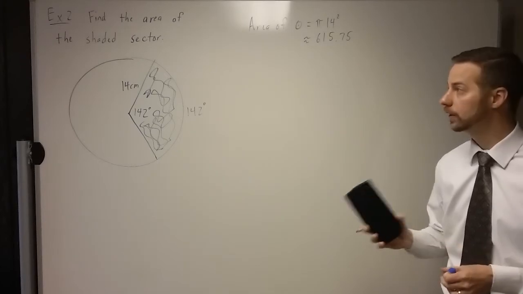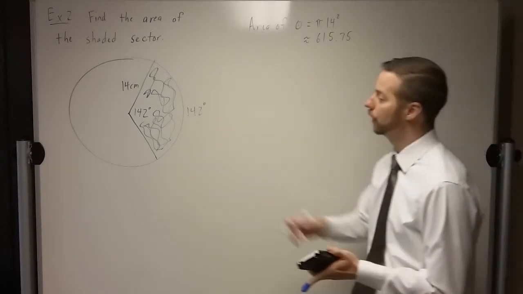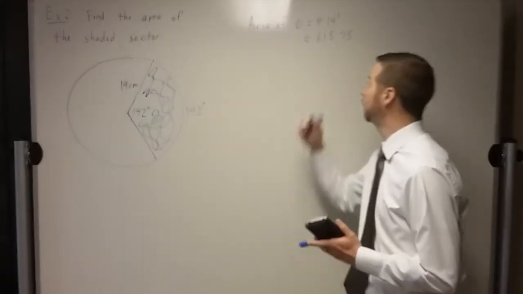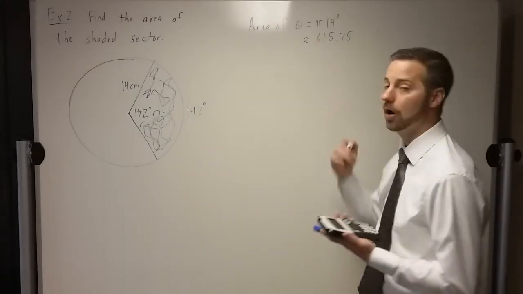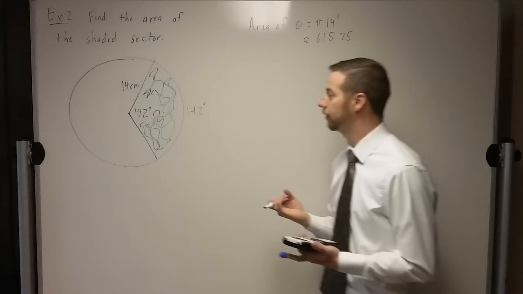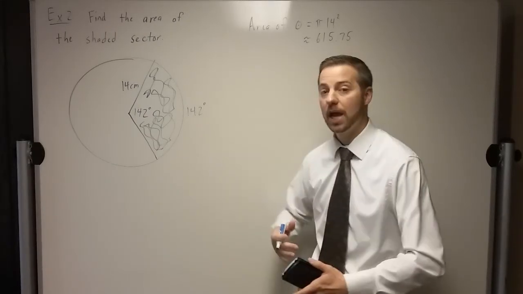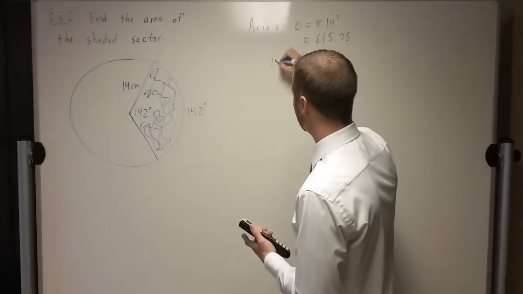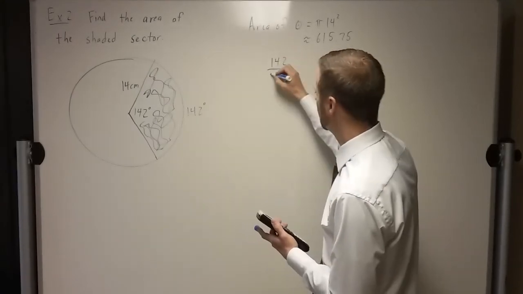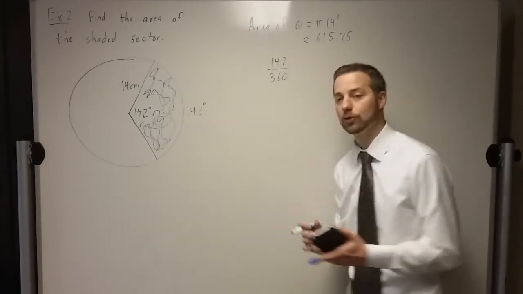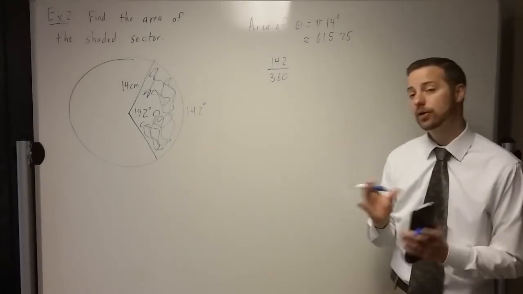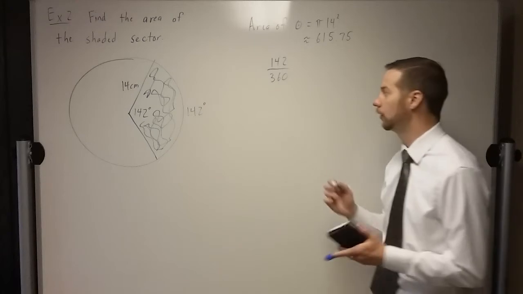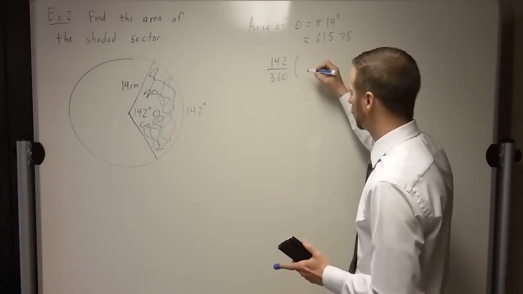We're not done yet. We don't want the whole circle. We only want this shaded portion of the circle. And so we have to think, what fraction of this entire area are we using? Well, if the whole circle is 360 degrees and we're using 142 degrees of it, the fraction of the circle that we're using is 142 360ths. And I know you could maybe simplify that a little bit because they're both even numbers, but we could just leave it like that and it'll still work.